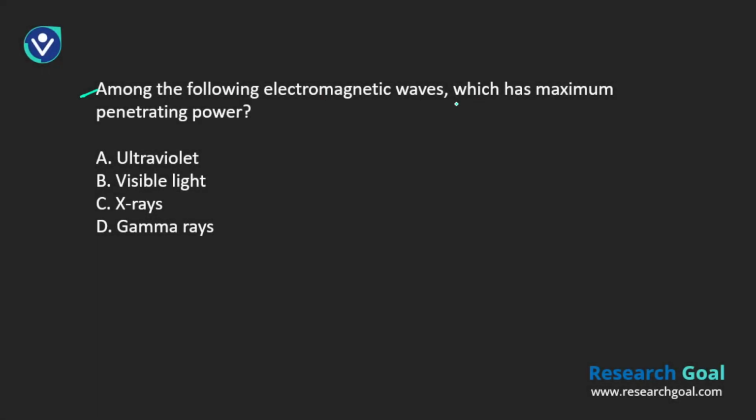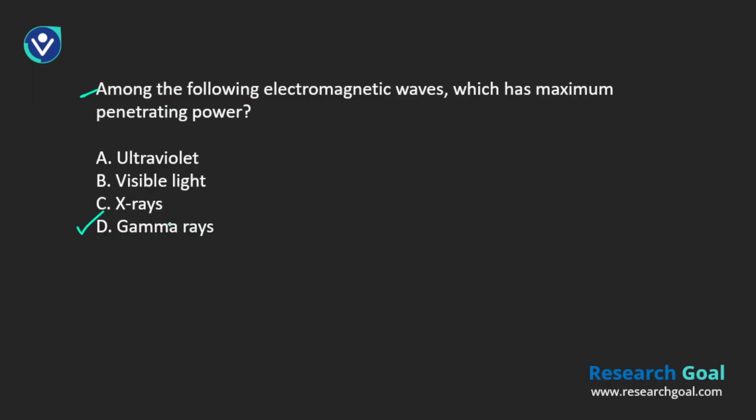Among the following electromagnetic waves, which has the maximum penetrating power? Option A, UV light. Option B, visible light. Option C, X-rays. Option D, gamma rays. Okay, select your option and just freeze it. Take your time. You can pause the video also. Now I'm going to give you the answer. Answer is D, which is gamma rays. Gamma rays are the ones which have the highest penetrating power.